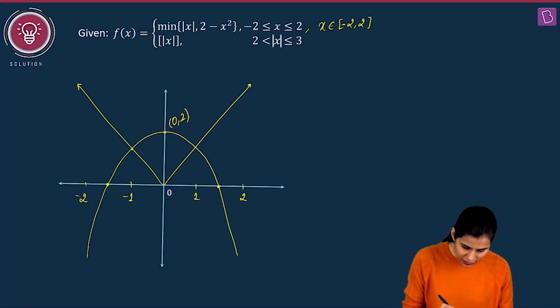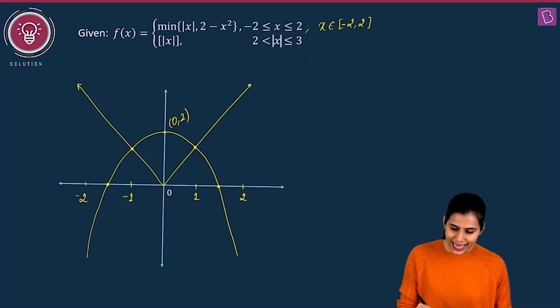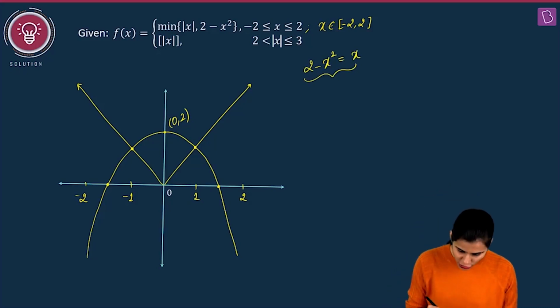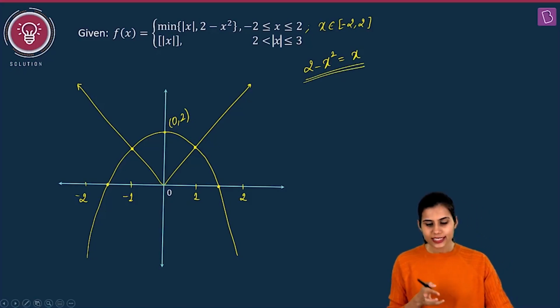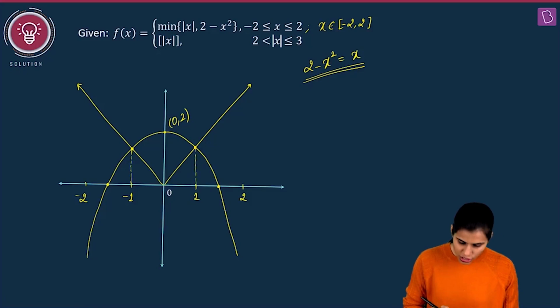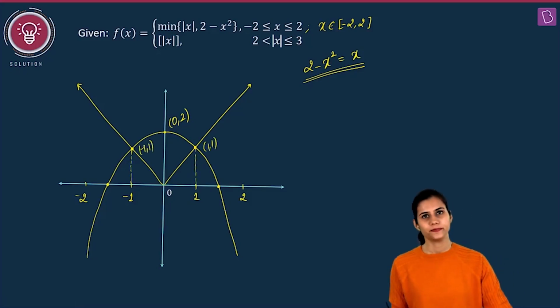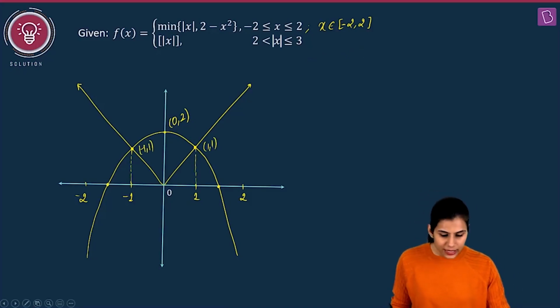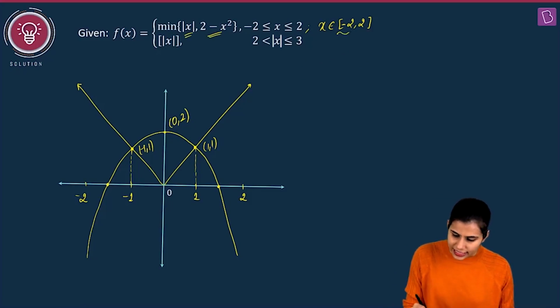Cool. What about the points of intersection? When you equate x with 2 minus x square, you get the answer as 1 and -1 basically. So when you equate 2 minus x square with x, you get the answer as 1. When you equate 2 minus x square with minus x, you get the answer as -1. That means these points of intersection are 1, 1 and -1, 1. Got it? Easy peasy. We have to write the minimum of these two functions in this interval.